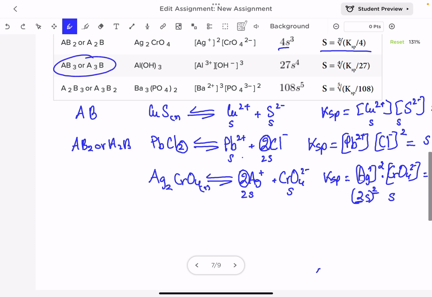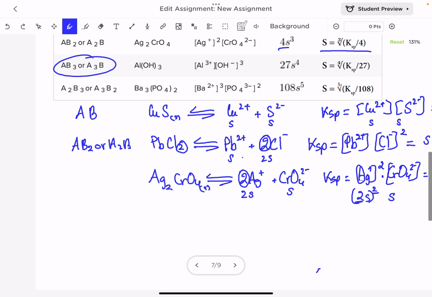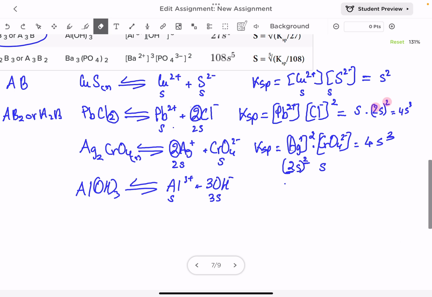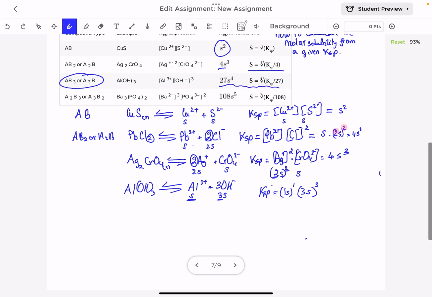Another example where we have AB3, the ratio are 1-to-3 or 3-to-1. So here in this example, we have Al(OH)3, aluminium hydroxide. This is going to be aluminium and 3OH minus. So here it's S and it's 3S. So when you write the KSP, I'm gonna skip this part and give it to you in a fast way. Probably you will guess it also by yourself. KSP. Here I have a 3, so I'm gonna write 3 inside the parentheses and 3 outside. And here I have S, it's gonna be 1S and 1 outside. This is how you get it. So the formula of S will be like this.